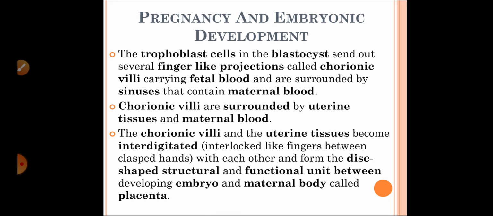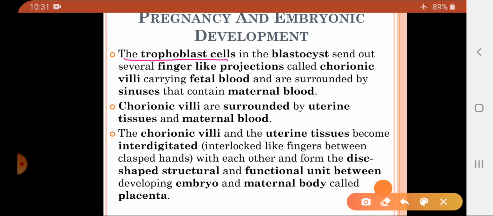Now as we have seen during the process of implantation that the blastocyst is formed. We know that the blastocyst is a ball of cells. So basically it is made up of a single layer of cells called trophoblast, and within the trophoblast is the presence of the inner cell mass. Now what happens during the pregnancy and embryonic development? So the trophoblast cells which are present in the blastocyst, they form finger-like projections, and those finger-like projections are called chorionic villi.